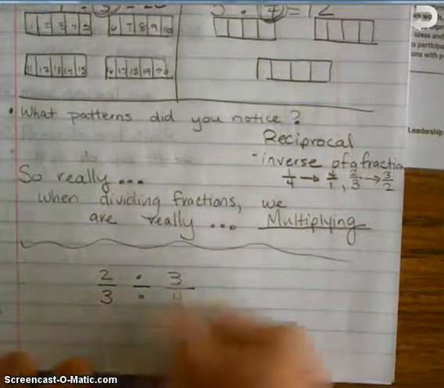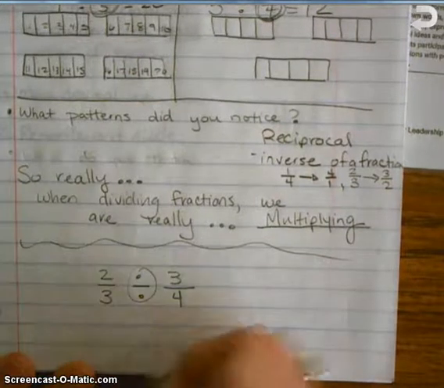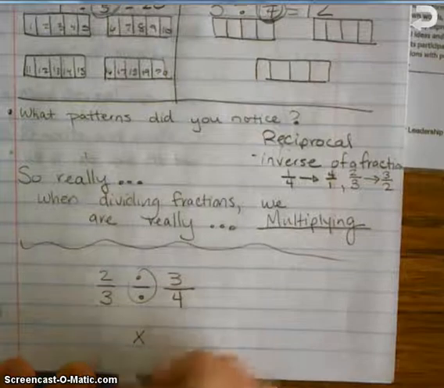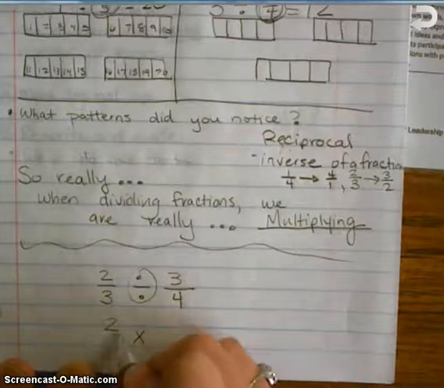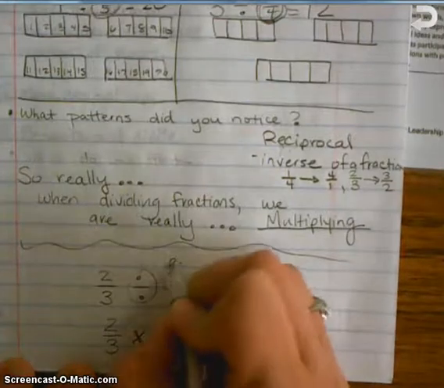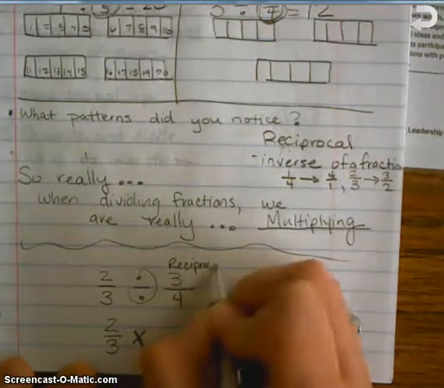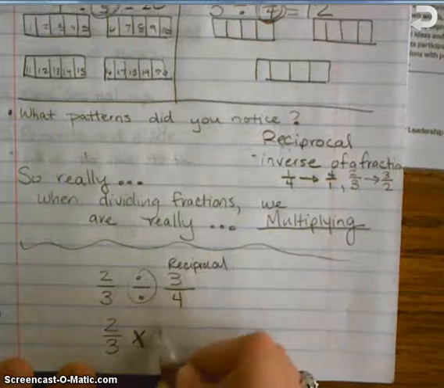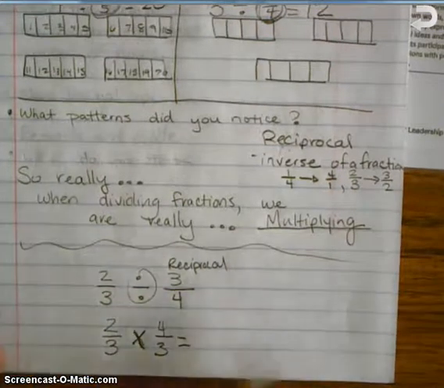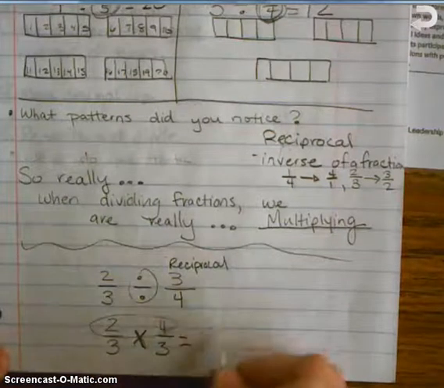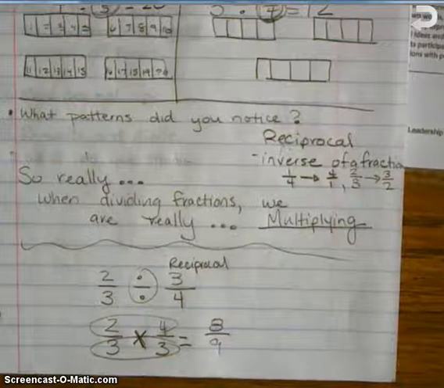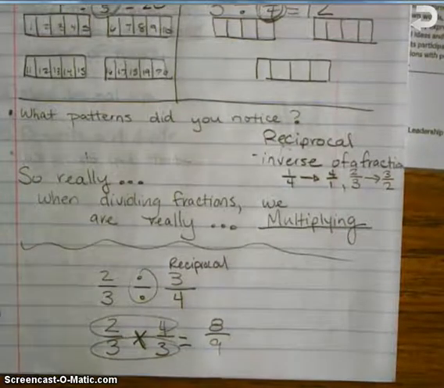So now let's look at a problem, and we're going to apply this mathematically. So I already know that I'm not really going to be dividing. I know I'm going to be multiplying. And I'm going to multiply by that reciprocal. So I'm going to multiply my original fraction by the reciprocal of the second number. So instead of 3/4, I'm going to have 4/3. And then we're going to multiply just like we do with regular multiplication. 2 times 4 is 8, and 3 times 3 is 9. So 2/3 divided by 3/4 is 8/9.